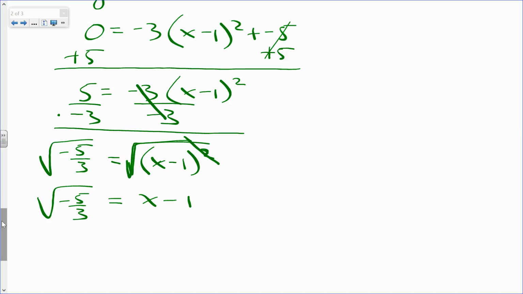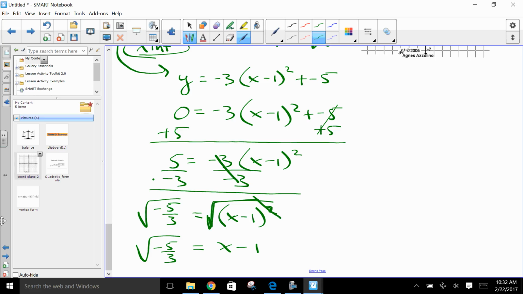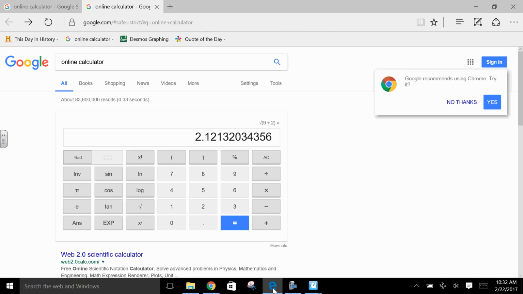Now, I'm going to let the calculator do the work for me here. Watch what happens. Something crazy is going to happen now. Here's my calculator. I'm going to hit the square root of negative 5/3. That's 5 divided by 3. So negative 5 over 3 is the same as negative 5 divided by 3. So I'm going to hit equal. Look what the calculator tells me. Error.